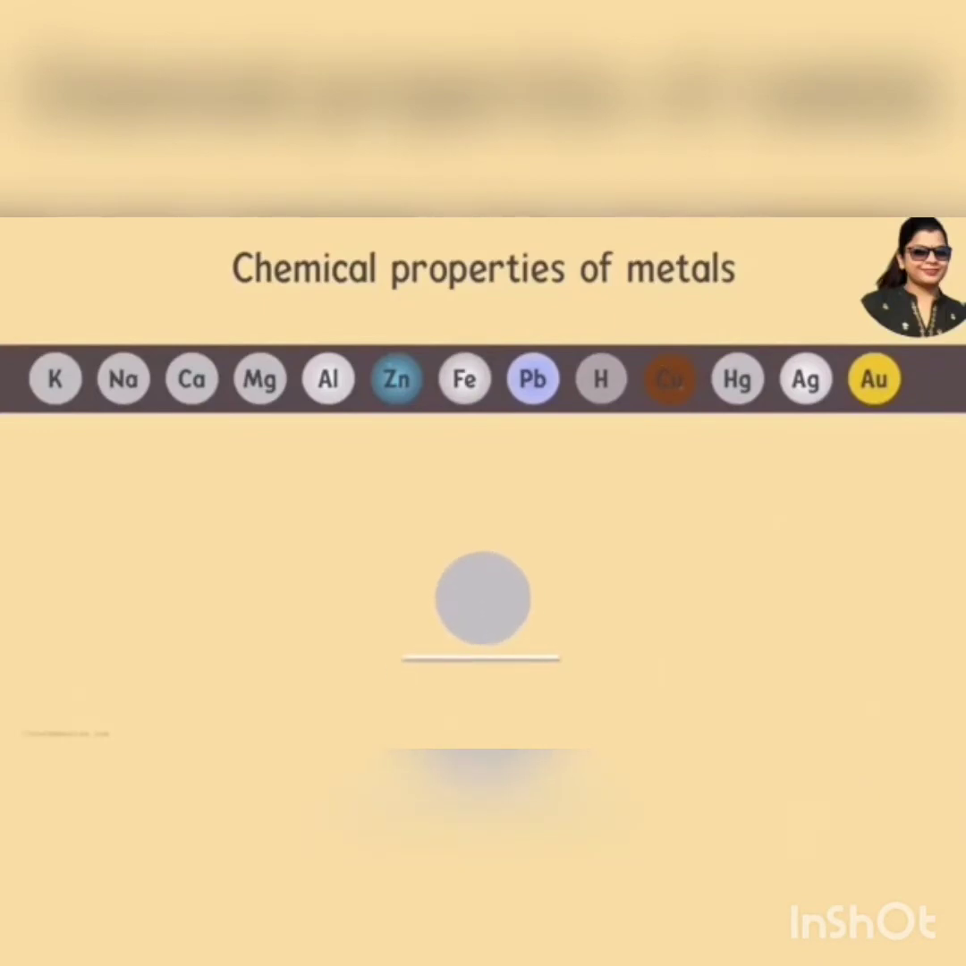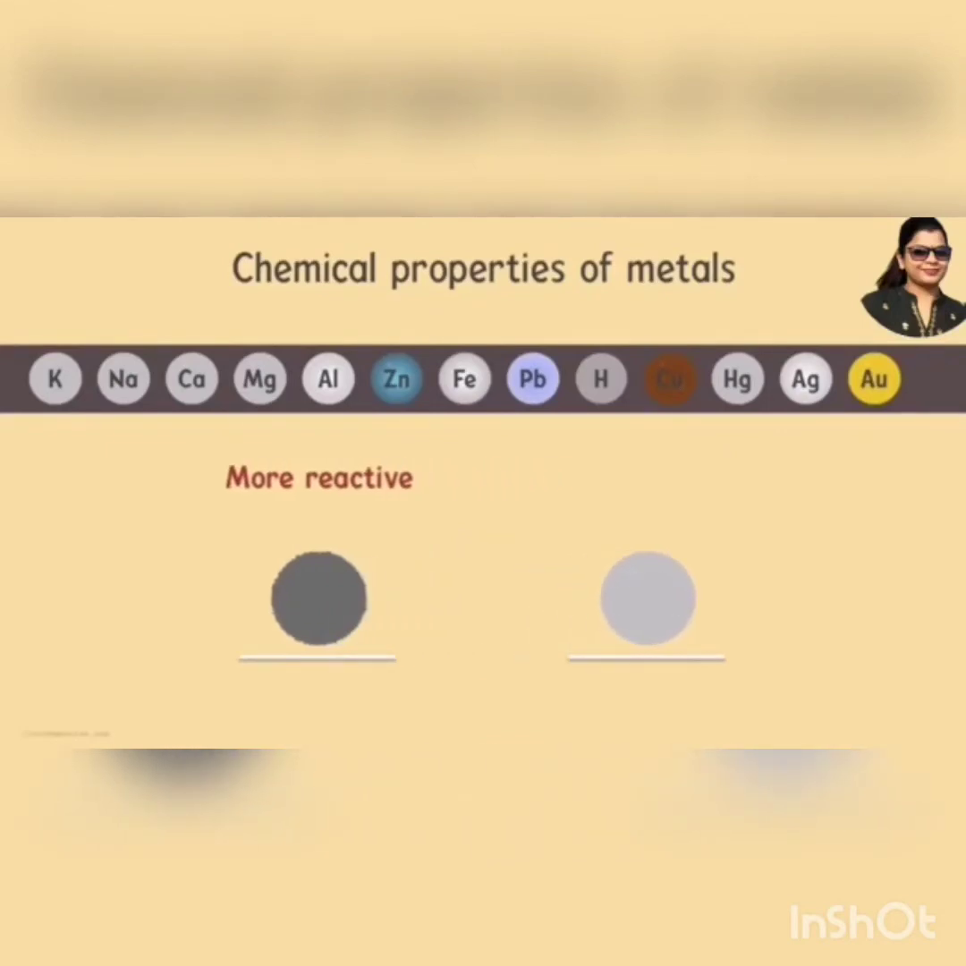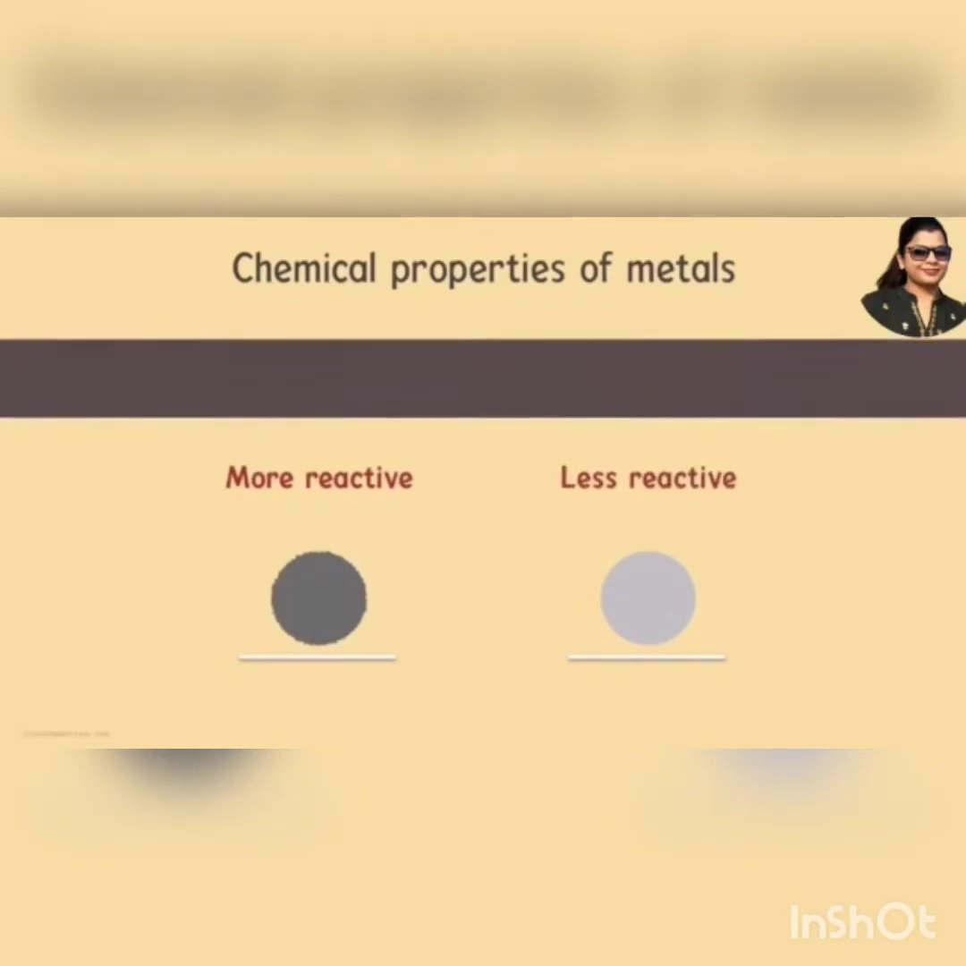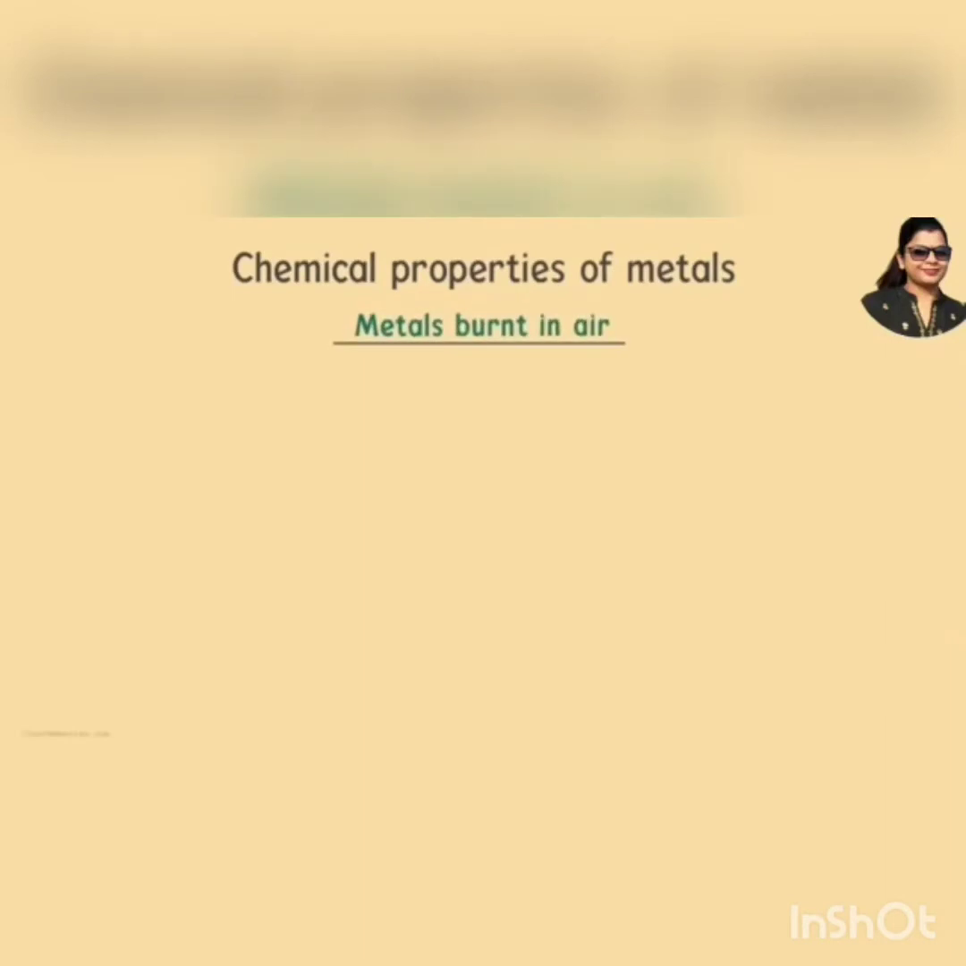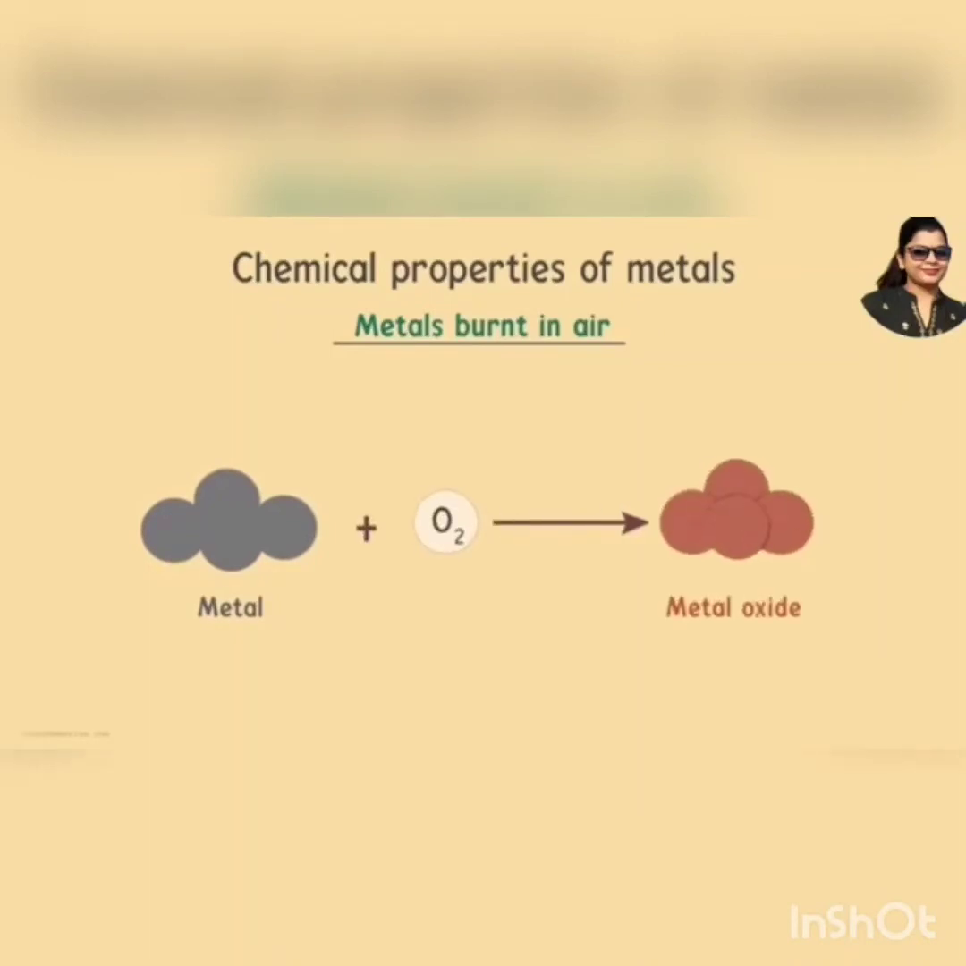If the metals react easily, may it be with oxygen or air or anything else, we say that they are more reactive. When it's more difficult for them to react, we say that they are less reactive. Let's focus on the first category: metals burnt in air. The most important point to note here is that almost all metals react with oxygen to form metal oxides. These metal oxides are usually basic, but they can also be amphoteric.